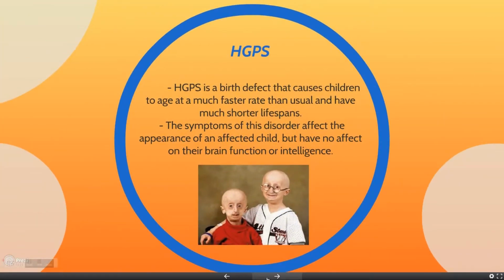HGPS is a birth defect that causes children to age at an extremely fast rate and to have shorter lifespans. The disorder will affect the appearance of the child to look older than they really are, but the disorder does not affect their intelligence.